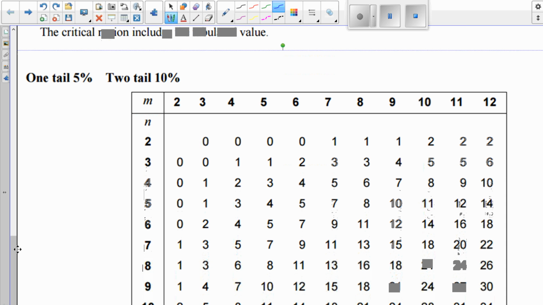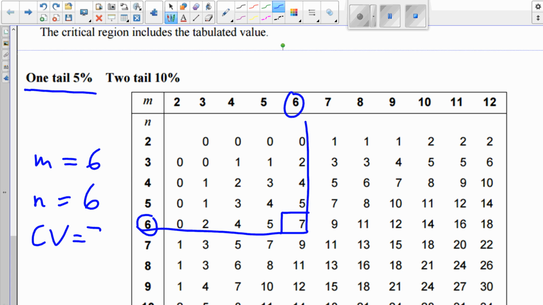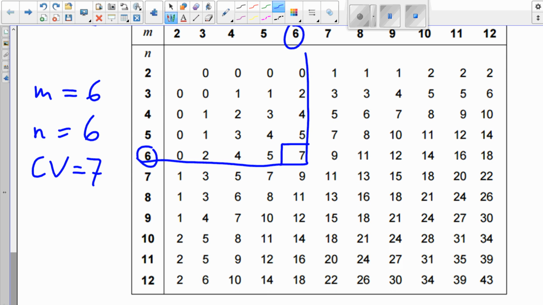And we established it was a one-tailed test because we were interested only in whether emissions were reducing. We also know the sample sizes, because each was 6. So there are 2 tables, but we know we're looking for the one-tailed test at 5%. We've got 2 samples, and it doesn't matter which way round you put them, they're going to be your M and N values, in our case 6 and 6. So here's our critical value, and our critical value is 7. So now we've got all the information that we need to complete the test.